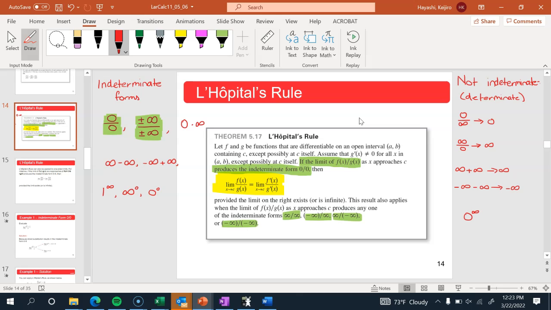0 to the infinity power, that's just 0. Okay, so these are not indeterminate, and if you have one of these over here, you can't use L'Hopital's rule. But you won't have to, because since they're determinate, those are what those limits will be. So I just wanted to get what is indeterminate and what is not indeterminate out of the way before we actually start using L'Hopital's rule.